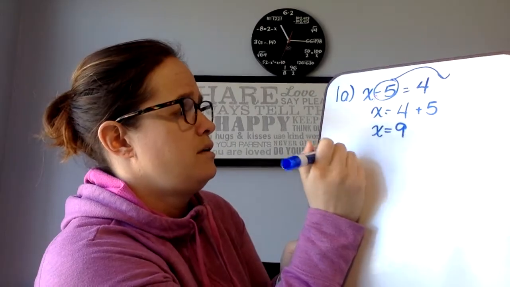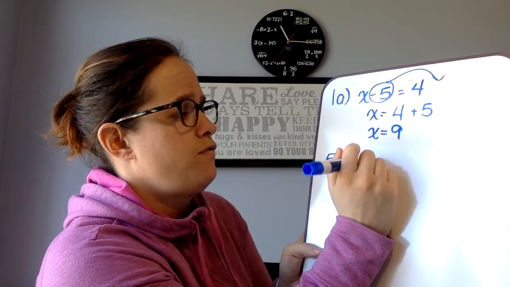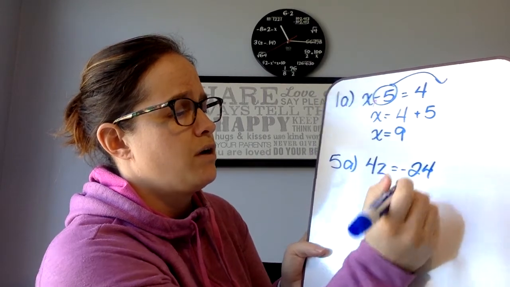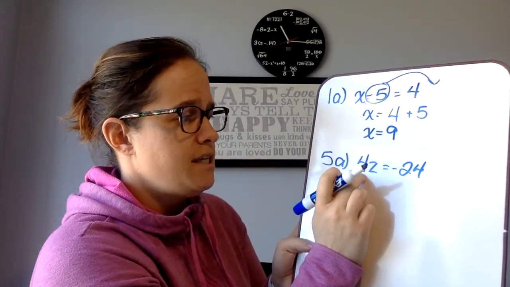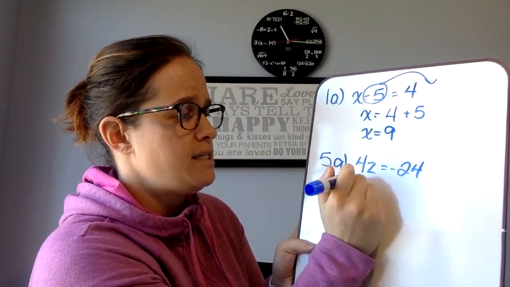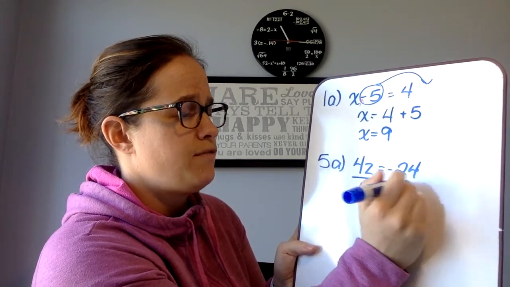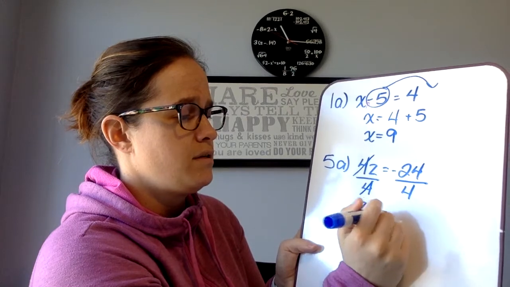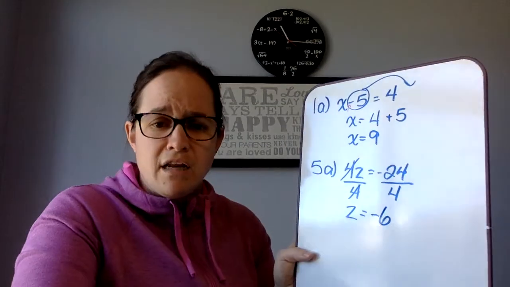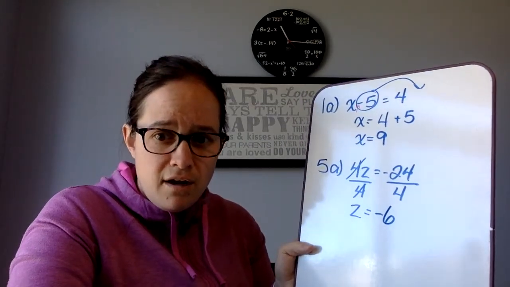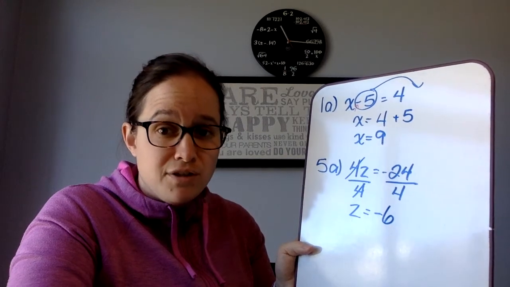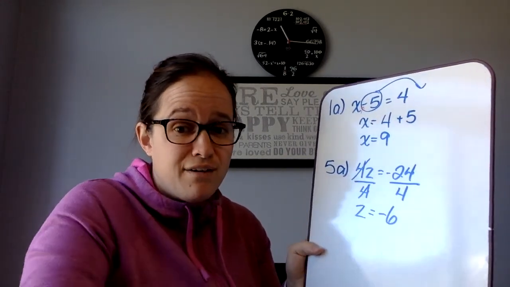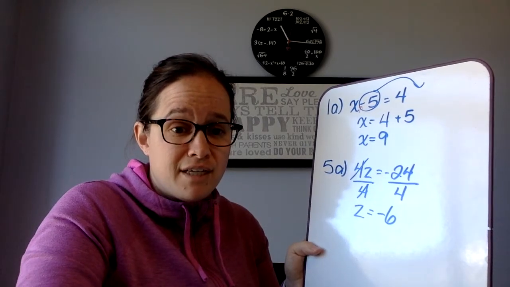5A is 4z equals negative 24. So here I see that this 4 is being multiplied to z. So I'm going to divide out a 4 from both sides. Those cancel out. Why is it a negative 6? Yes, because you're dividing a negative and a positive. So that is going to give you negative 6.